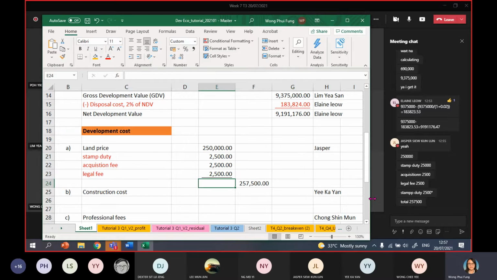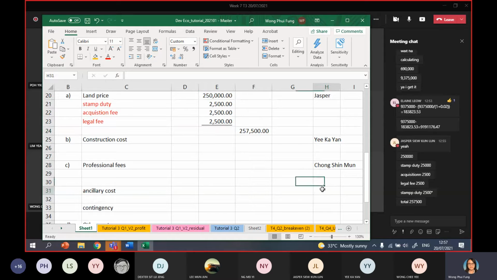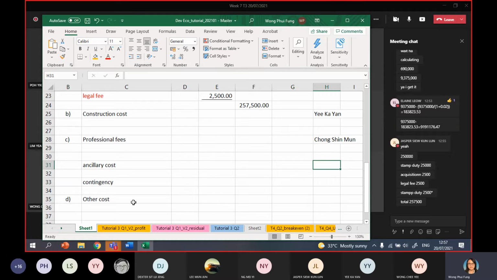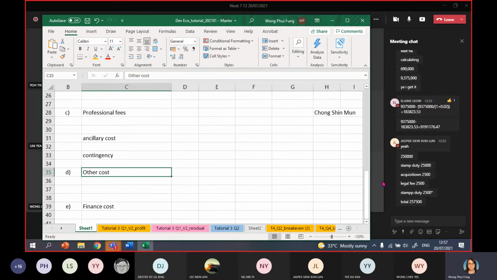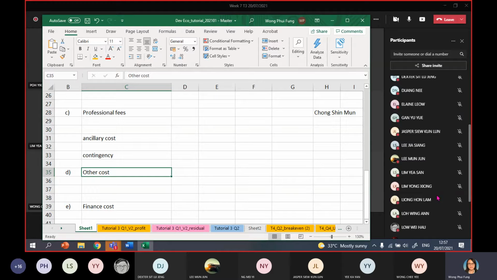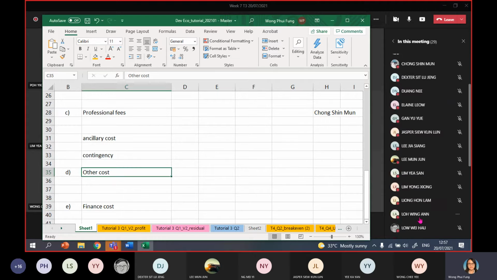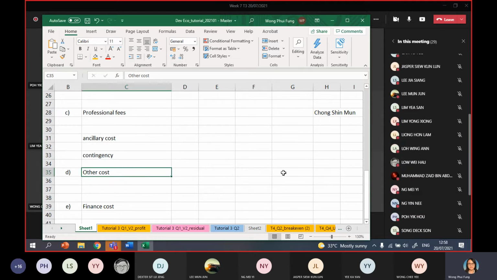Okay, very good, Jasper. Moving forward will be Gayen, construction cost. This part, ancillary and contingency, I will do later. Other costs. Let me pick a lucky one. Other costs, maybe I ask Mei Yi. Mei Yi, are you there? Can you help me to get the other costs? All right, thanks, Mei Yi.